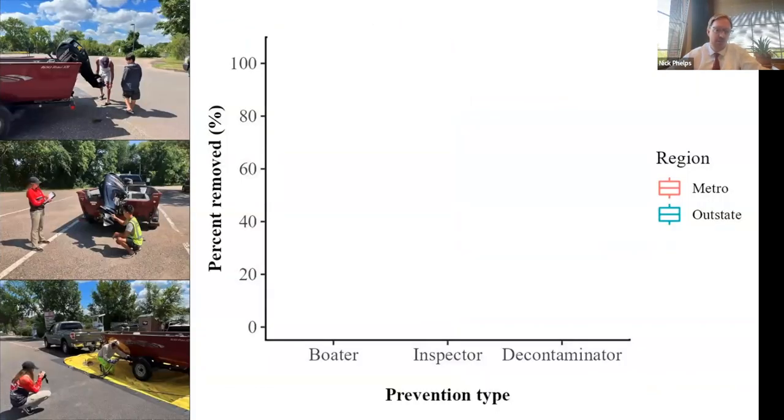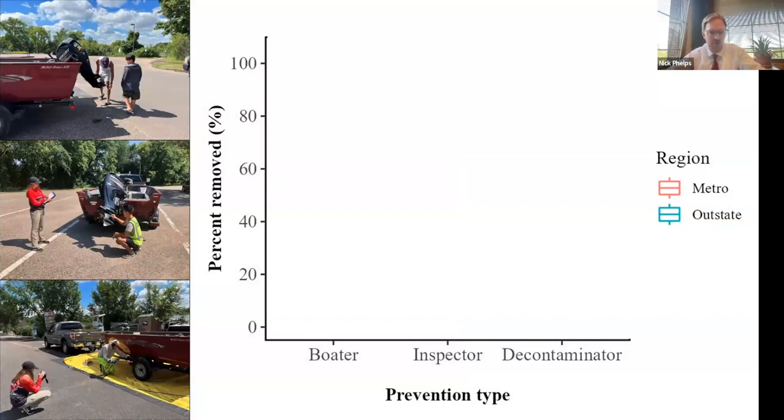So first, just to orient you to this figure, on the x-axis we have the 3 different types of categories of groups we looked at: the boaters, inspectors, and decontaminators. And on the y-axis, the percent of the invasive species that they removed. So if they removed the AIS from 4 spots in the boat, that was a 40% removal rate.